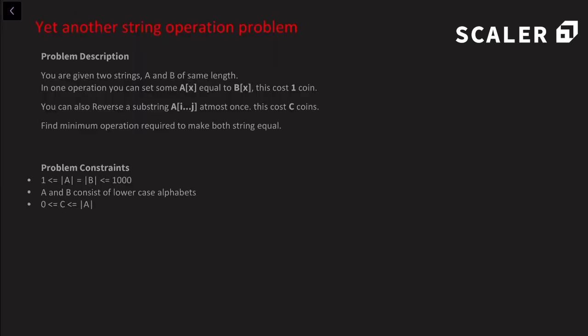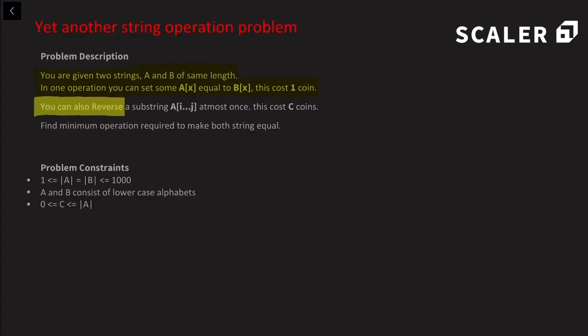The second problem is yet another string operation problem. The problem description states that you are given 2 strings A and B of same length. In one operation, you can set some A[X] equal to B[X]. This will cost you 1 coin.